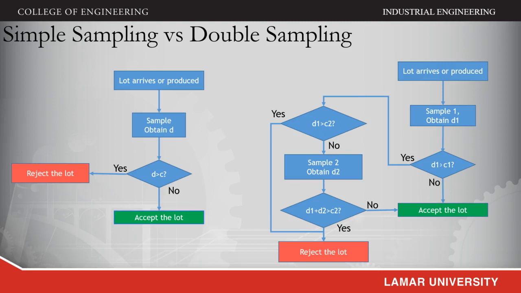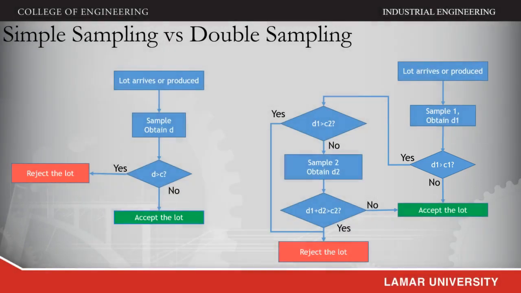On the left side, we already discussed that in the previous slide. Now, if we concentrate on the right-hand side of this slide, the lot arrives or is produced, and then we take a first sample and obtain the number of defects in the sample. If the number of defects in the sample is not larger than the acceptance number for the first sample, then we accept the lot immediately. We don't need to go to a second sample.